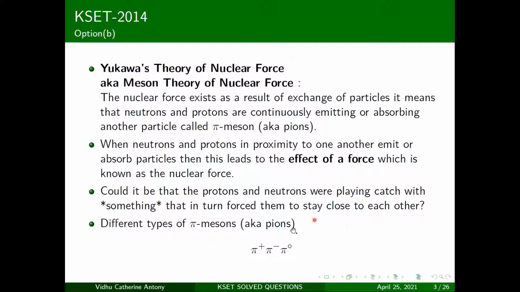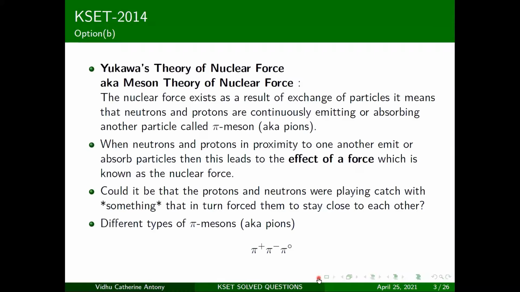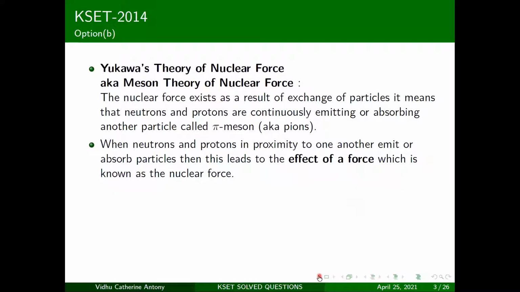Okay, so what are the different types of pi mesons? We will come to this in a little bit of a later set of questions. So what are the different types of pi mesons? You have pi plus, pi minus, and pi zero, the neutral mesons that you have. Okay, so coming back to this.